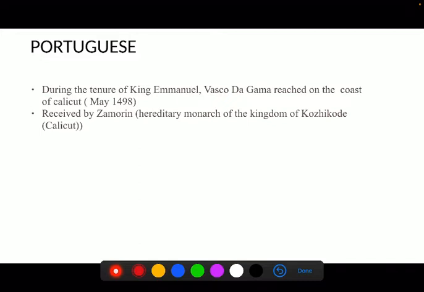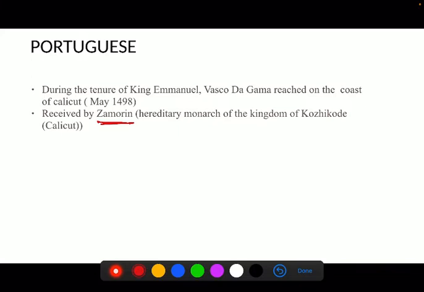At Kozhikode, the ruler at that point of time was the Zamorin. He was the local ruler, and he welcomed Vasco da Gama a lot. He received him very warmly. Because at that point of time the Arabs were doing the trade in Calicut, and the Zamorin thought that he had got another option to trade with another foreign partner, and he became very happy.